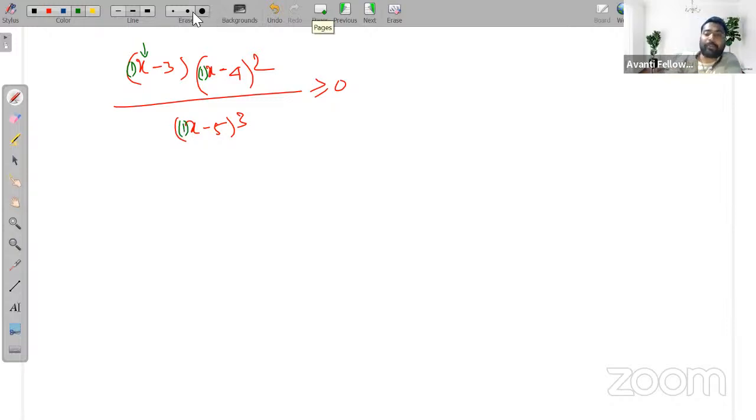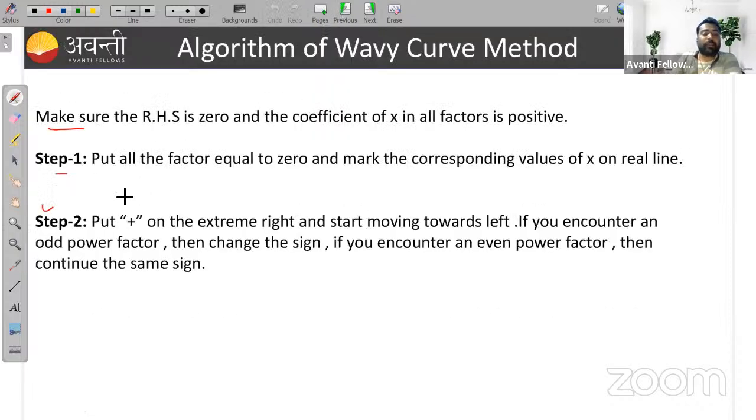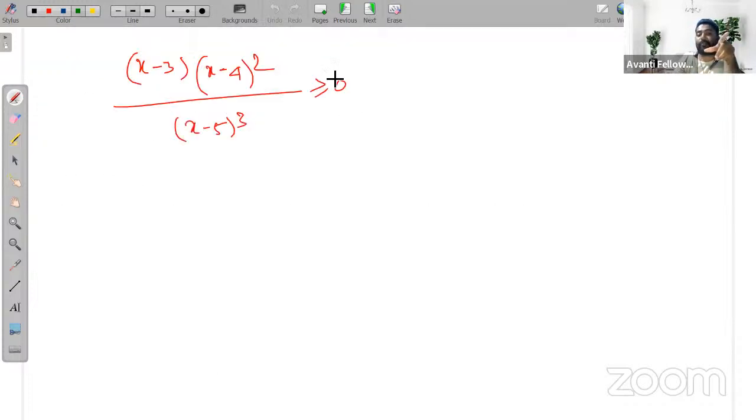Okay, that was my first step. Next, what will we do? The next step is to put all the factors equal to 0. On the right-hand side we already have 0, so there is no need to make it 0. What is the first step? First, find all the critical points, or we can say write all the values of x for which each factor will be 0.